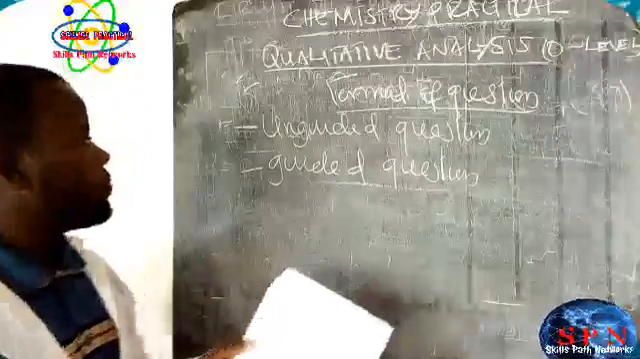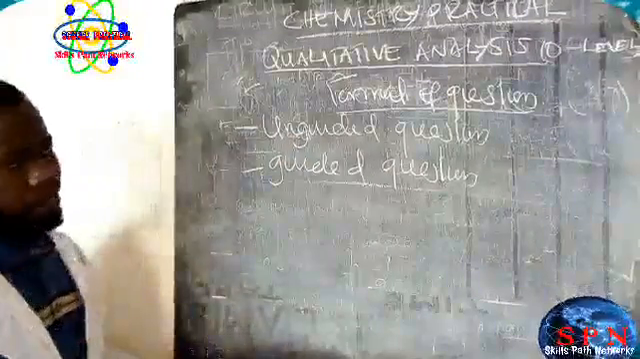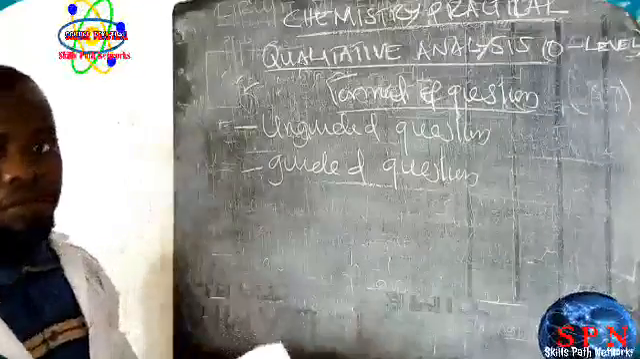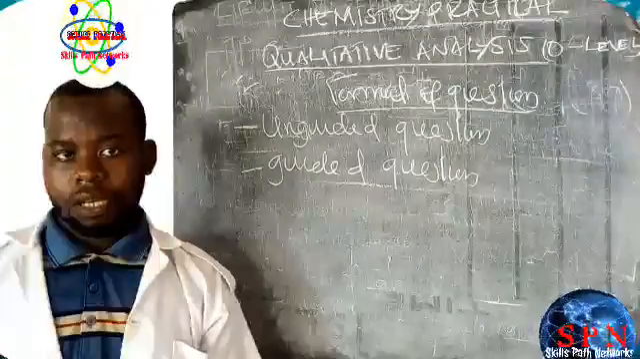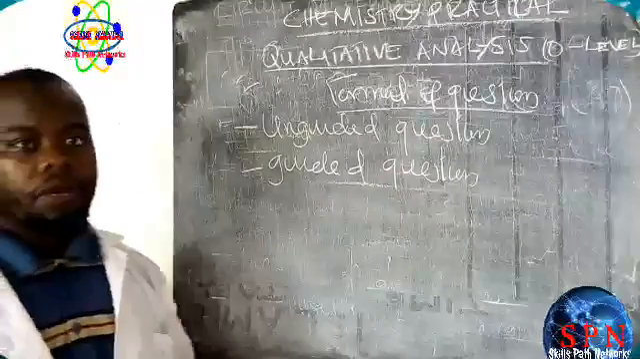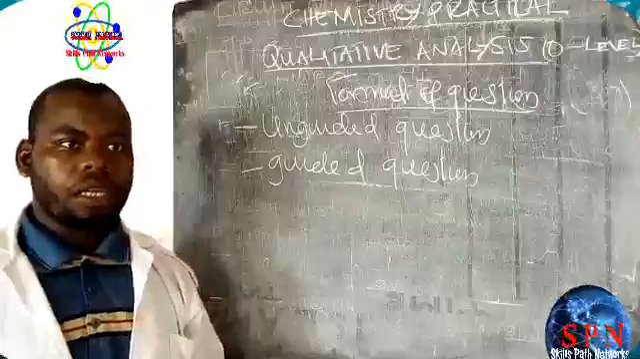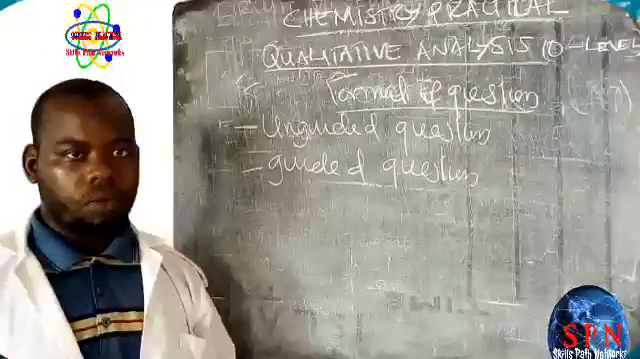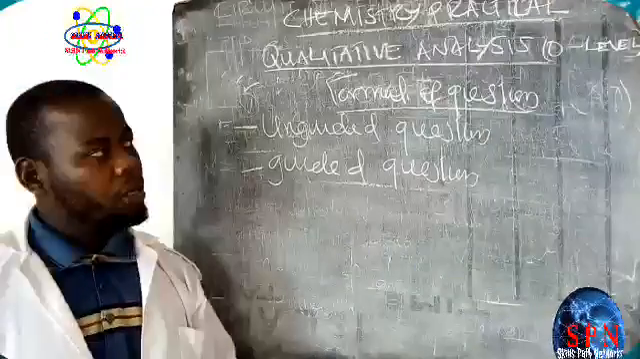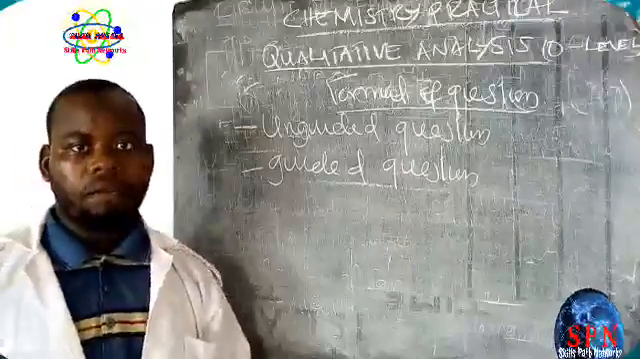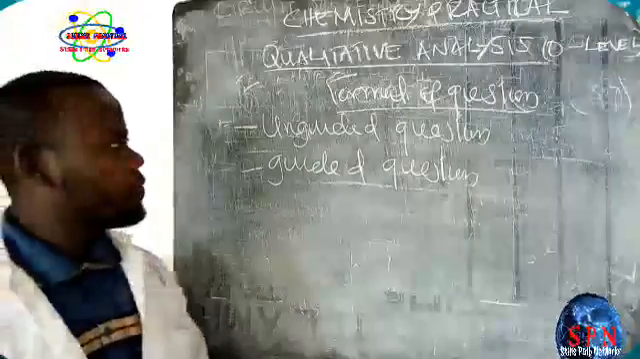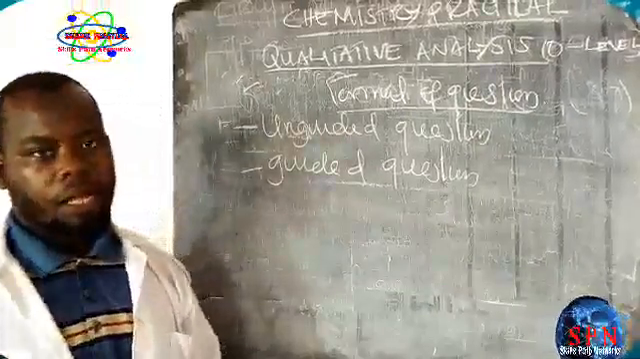But it's different from the unguided question. It means in guided, you take the sample, you go directly to the sheet to see the observation. That is the question format of qualitative analysis performed in secondary school, but not only O-level, also advanced level questions. I think for today we end here.